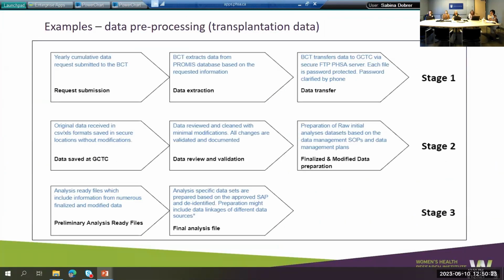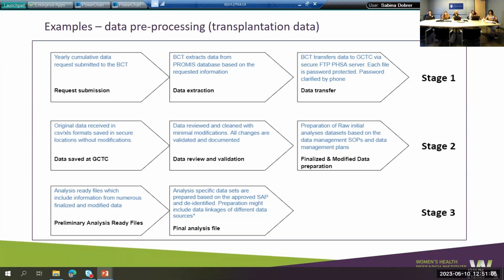So this is basically an example, actually from my data management plan for a transplantation project. So basically it's a plan. We submitted a request to BC Transplant. They extracted the data based on our request, based on ethics and proposal and so on. They transferred the data using FTP protocol. A password is never shared by email. If data is password protected, you should call the person or communicate in a way other than email to give them the password, because you cannot send the data and send the password in the next email. It's very unsecure.